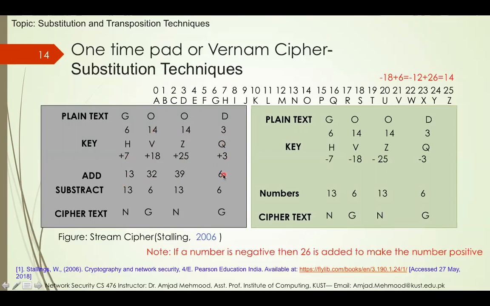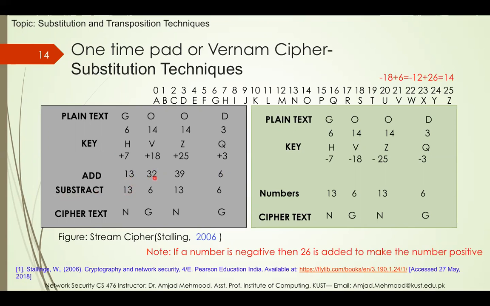Now you have added the plaintext numbers with the random key numbers. Now you will subtract, and how the subtraction is done is very important to remember: only those numbers will be reduced which are greater than 26. For example, this is 13, which is not greater than 26, so there is no need of subtraction.